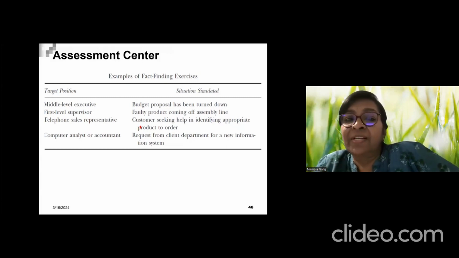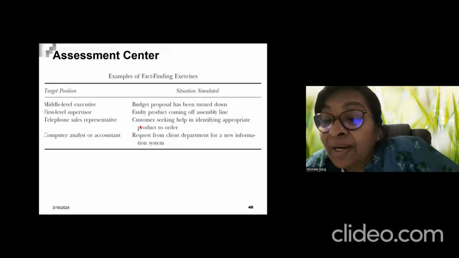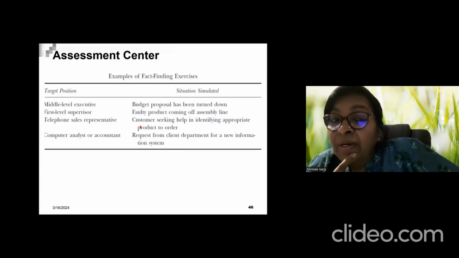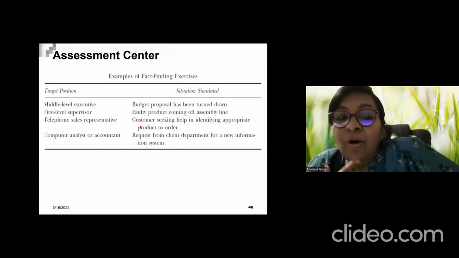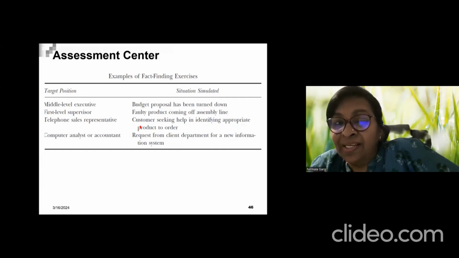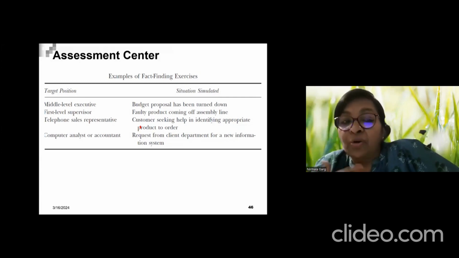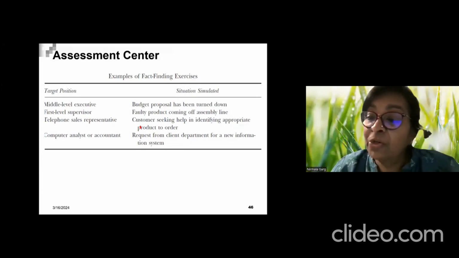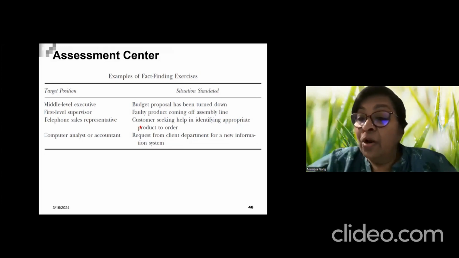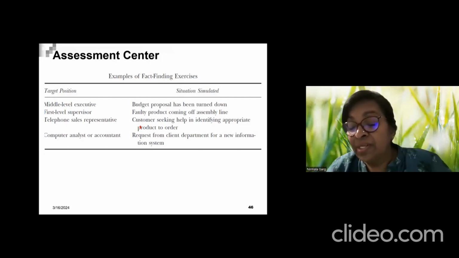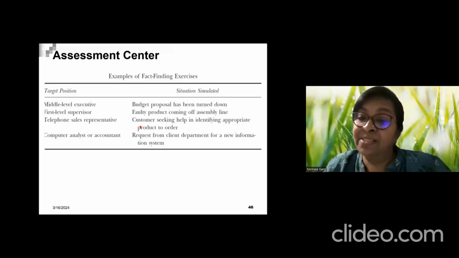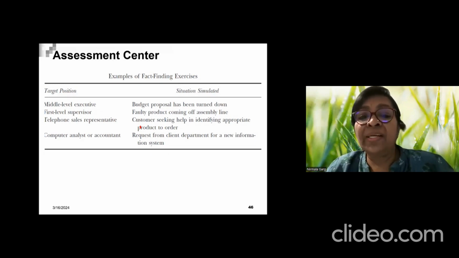Or say, for example, a first level supervisor. So typically I'm recruiting, say, what kind of fact finding can I give him? Like, faulty product coming out of your assembly line. Or for example, for the same customer care executive, telephone sales representative, anything, customer seeking help in identifying appropriate products or orders. So likewise, you need to understand the job description in order to design the right kind of exercises. That's the message. Okay, guys?